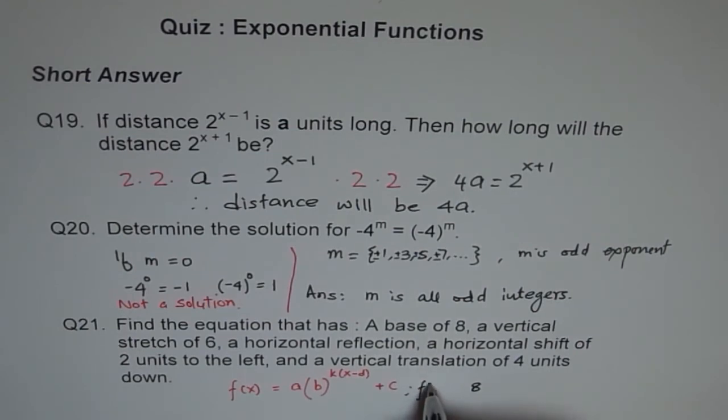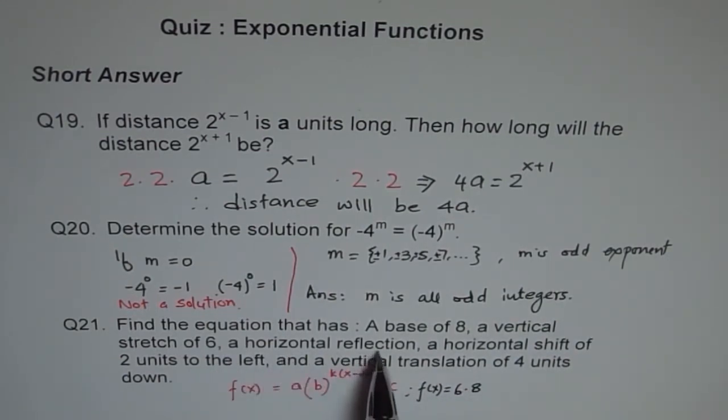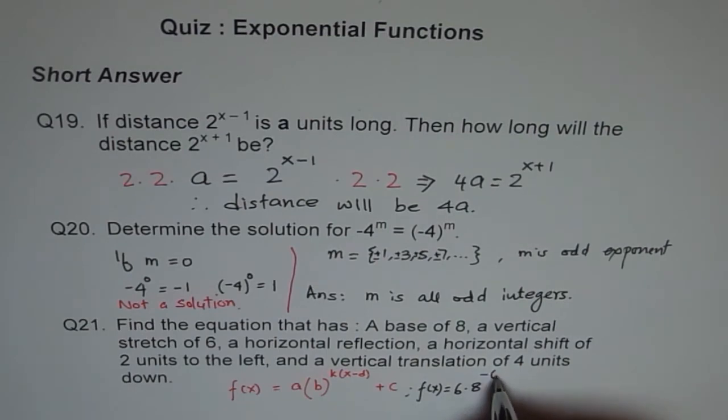We can write f of x equals vertical stretch of 6. So we get 6 here, right? Times 8. Horizontal reflection, that means k is minus, right? And horizontally shift 2 units to the left, so this becomes x plus 2, right? That means 2 units to the left. And vertical translate 4 units down, so minus 4, correct? So that gives us the transformed exponential function for the given situation.